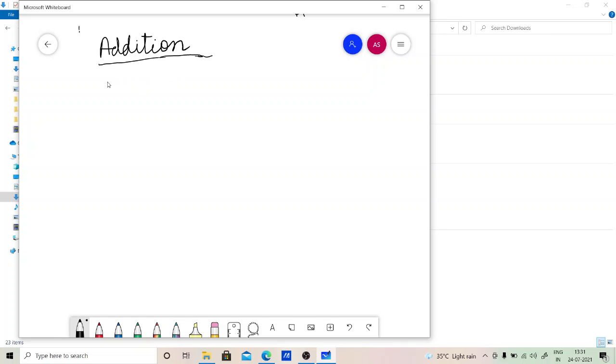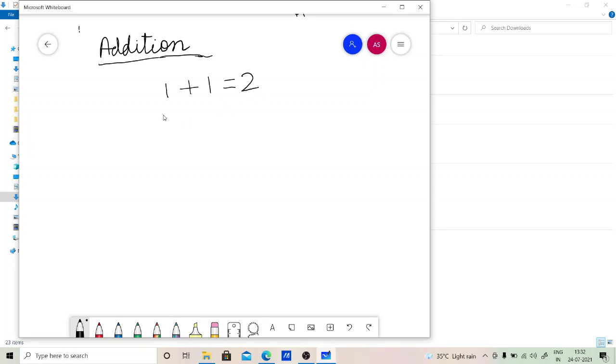Two things, two places, and giving a common result is addition. It is like joining. For example, I say there is 1 and I say plus 1, it becomes 2. But why does 1 plus 1 have to be 2?